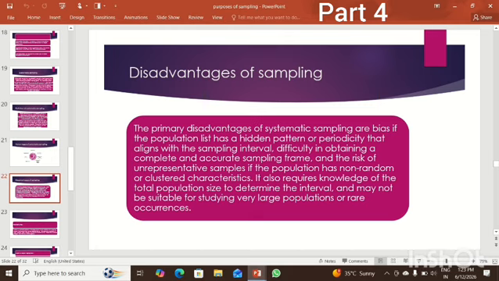Clustered characteristics, non-random characteristics, then there are many standards and many norms. We need short, crisp, very concise norms and standards for creating a sample. Okay. It also requires knowledge of the total population. We should have the total knowledge of the population size to determine the interval, and it may not be suitable for studying very large populations or rare occurrences. So our method should be very suitable as per the data set or as per our requirements.